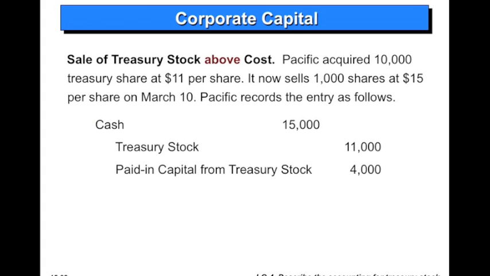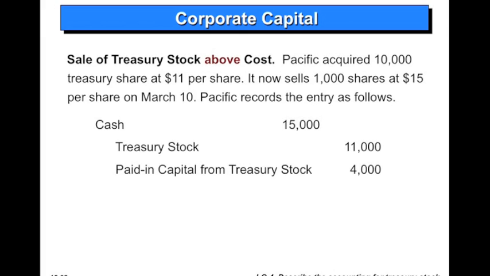Now, depending on what the cost was, you may record a profit, sort of, on the sale of the treasury stock. So, for example, if you have Pacific acquiring 10,000 treasury shares at $11 per share, and now sell 1,000 shares at 15 per share, Pacific is going to record the entry as follows. So you have your cash, 15,000, and you have treasury stock. So we have 1,000 at $15. So you credited treasury stock at 11 and paid in capital from treasury stock at 4.